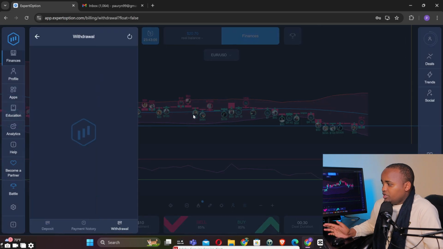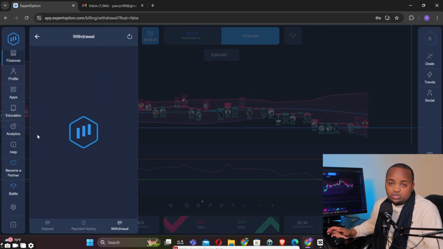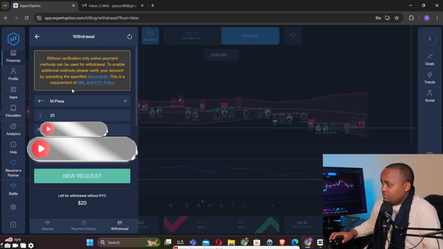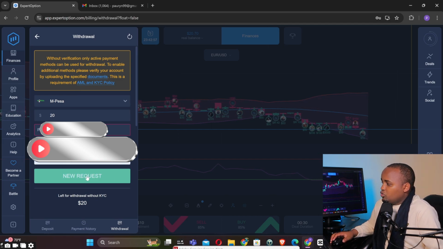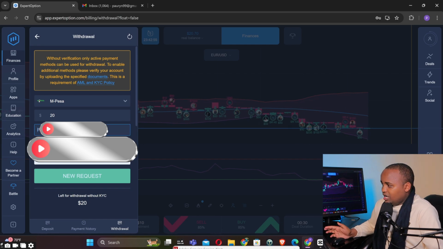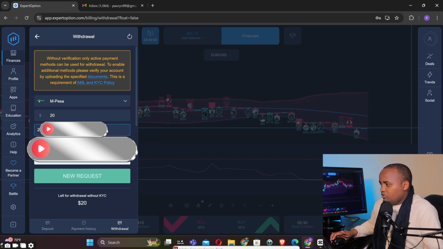There are a lot of things to enjoy in this platform, but let me just show you how to withdraw from this platform. It is very easy. You just go and click withdraw. After clicking withdraw, you just put your M-Pesa number and then you request for the payment.